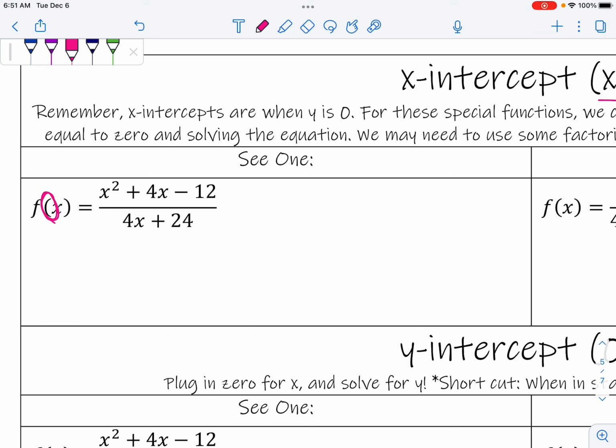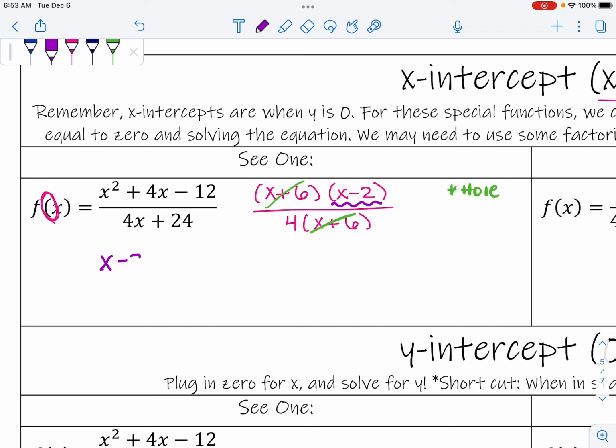For the numerator, I would use big X, and that would be (x + 6)(x - 2). In the denominator, I'm going to factor out the 4 GCF, and I'm left with x + 6. All right, the x + 6 cancels. Remember, that is the hole. But we're really interested in finding the x-intercept. So the x-intercept comes from whatever's in the numerator that does not cancel.